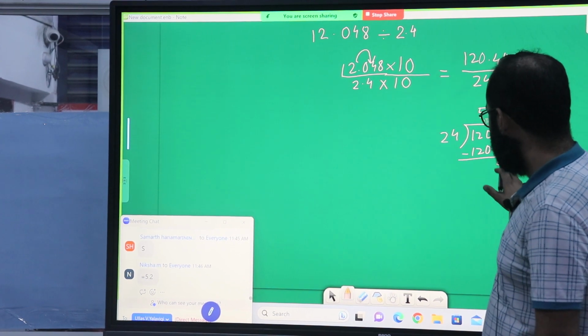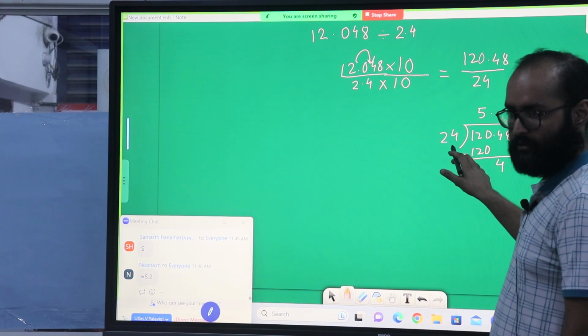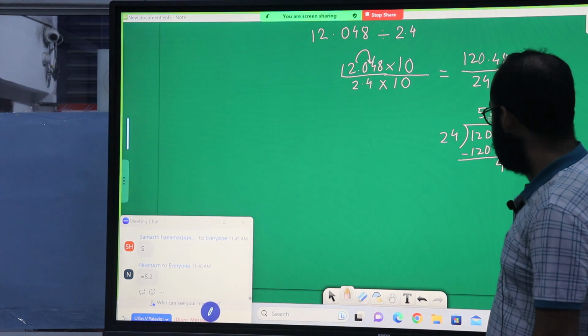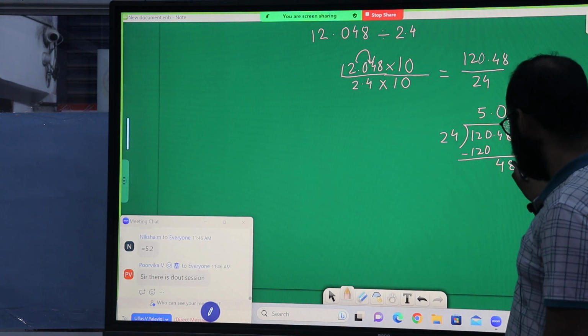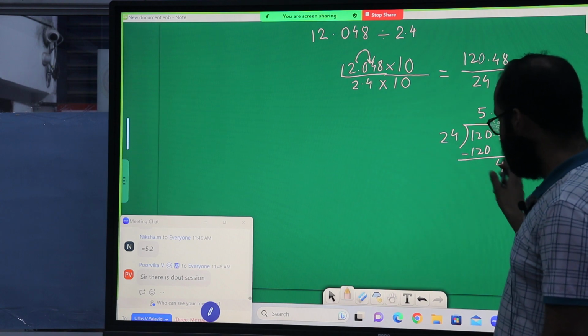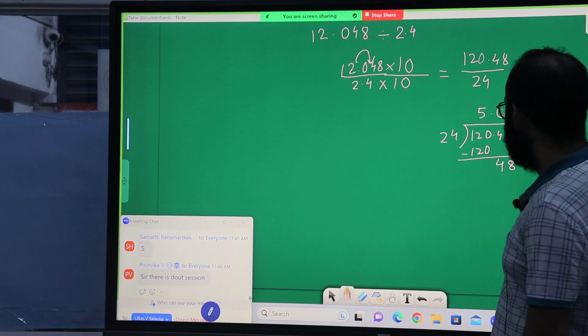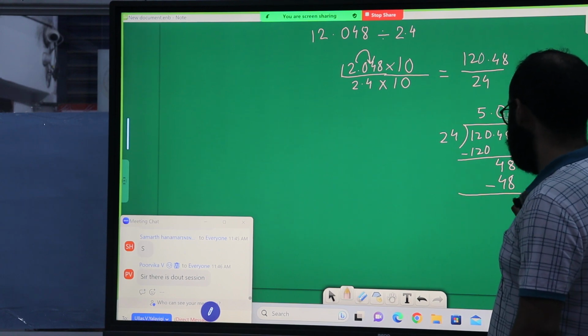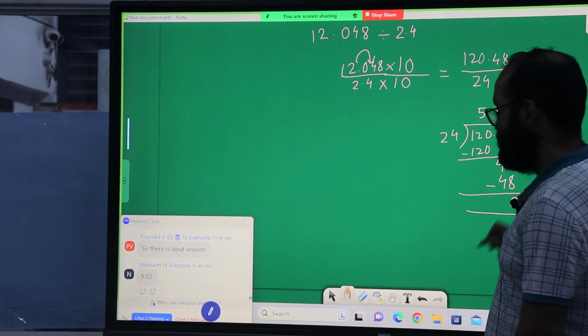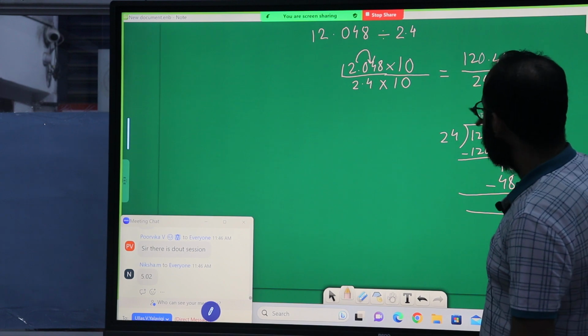Now, can you divide 4 by 24? No. So 24 zeros are 0 will come, and then we have to bring down the next number, 8. Now can you divide 48 by 24? Yes. 24 twos are 48. That's it. Remainder? 0. So what is the answer?